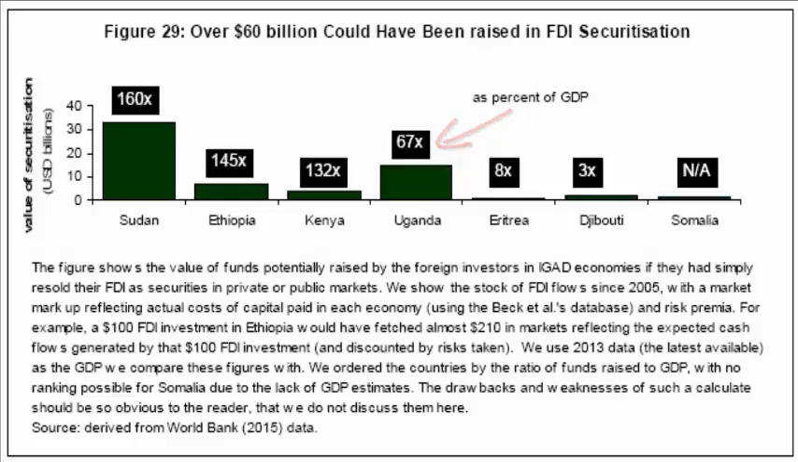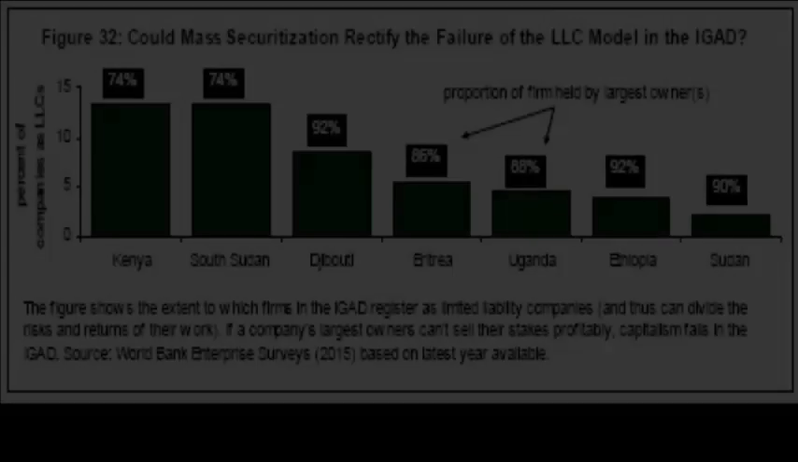So in oil-rich Sudan, for example, securitization of many oil assets would have produced 160% of GDP in resources, whereas for Ethiopia and Kenya, they would have seen easily well over 100% of their GDP in extra investment financing.